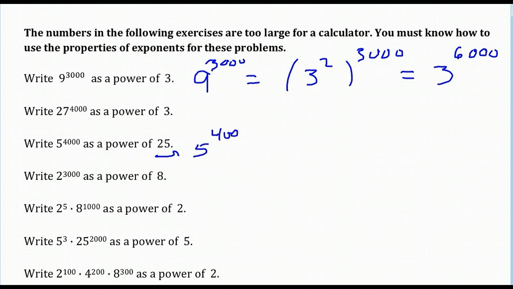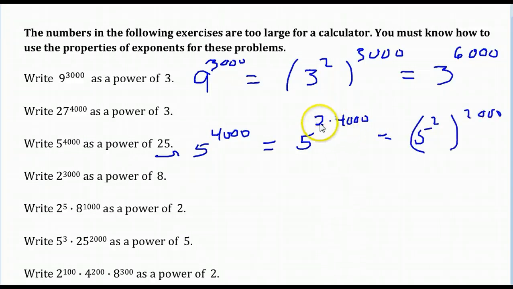Skipping down a couple, we want to write 5 to the 4,000 as a power of 25. A little more difficult here. Got to increase your exponent, so you want to write the 4,000 as 2 times 2,000, and then we're going to pull the 2,000 exponent off, and then you get 25 to the 2,000th power.